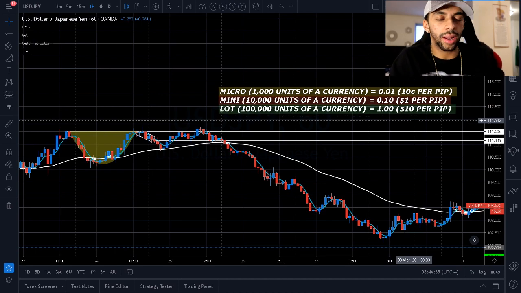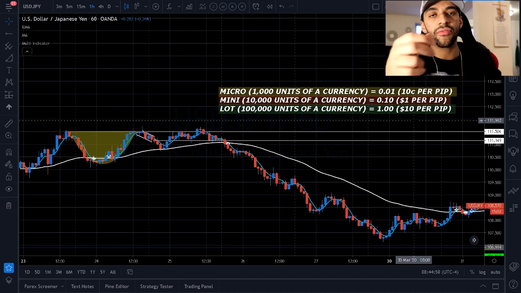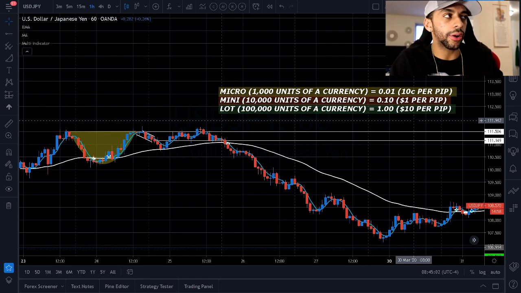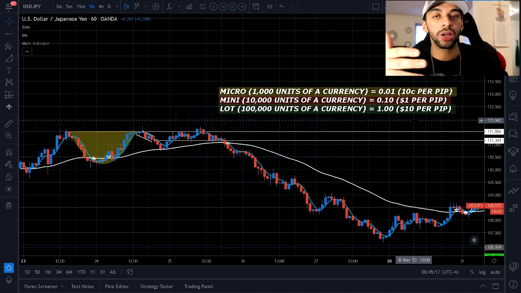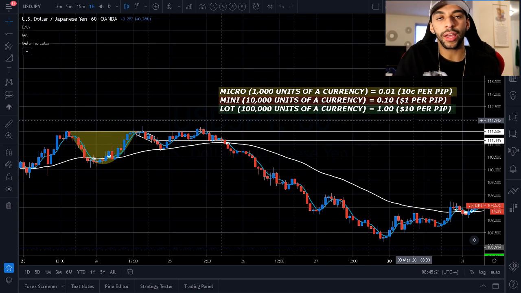So let's just say you have a $100 account or a $150 account. Most people start with like $100. If you have a $100 account, in no way, shape, or form should you be trading standards, which is equivalent to $10 per pip. Because that means if the market goes in the opposite direction by just 10 pips, you blew your entire account. You only have 10 pips to risk if you have a $100 account and you're trading a standard.